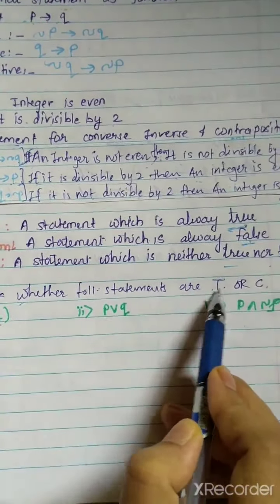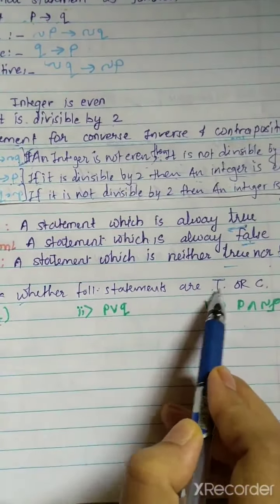Now the negation of this. Negation of P or Q means the negation of this whole column. So the negation of true is false, and the negation of false is true. So what does this consist of? The statement consists of false as well as true. So the given logical statement is contingent.